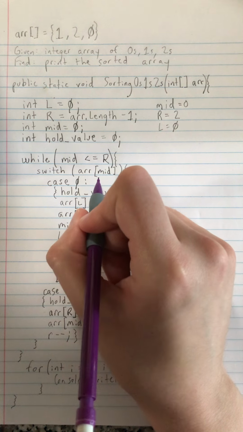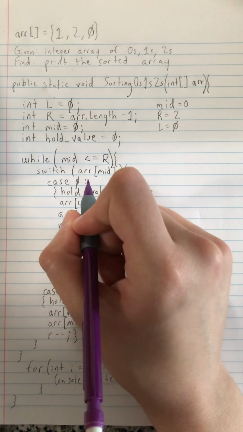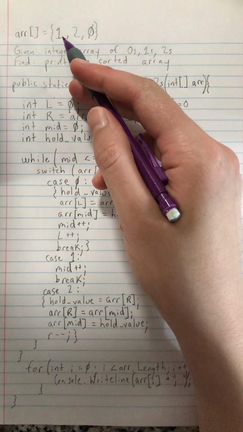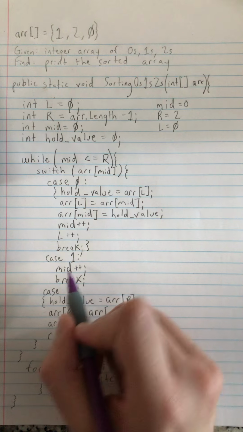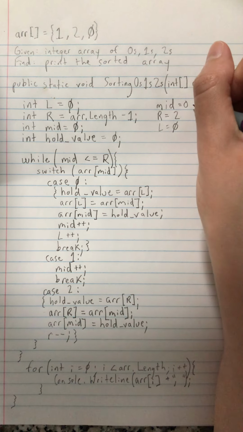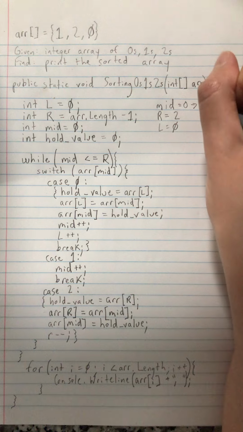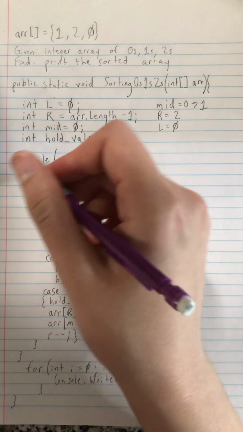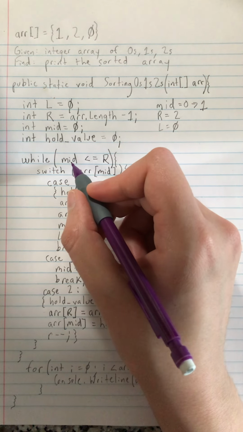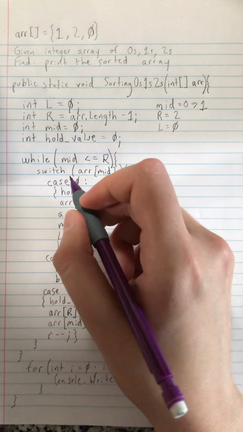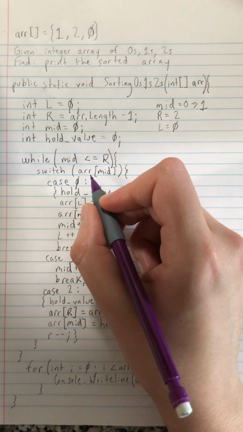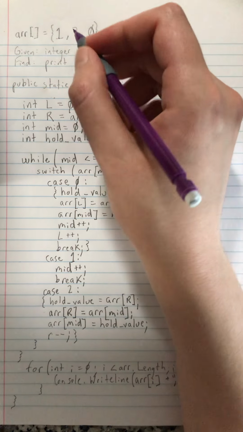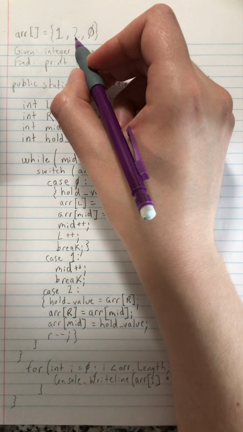Okay, so while mid is less than or equal to R, 0 is less than or equal to 2. Enter the switch statement. We'll switch on array of mid. So the 0th element is 1. We enter case 1. Mid is incremented. So mid is now 1. And we break. We exit out the switch statement back into the while loop. Mid is now 1. That is less than or equal to 2. We're going to switch on array of mid, which is array of 1. So we're going to switch on 2.